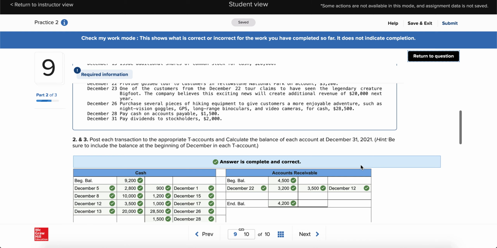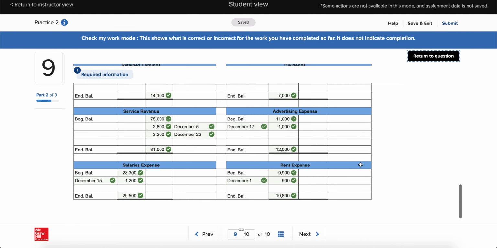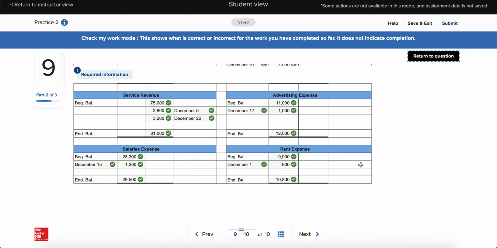Come on, give me some magic here. Complete and correct. That's it for the posting part of this. The next part is really, really simple.